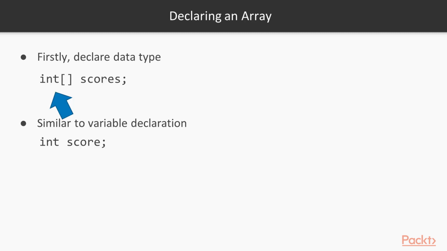An array declaration starts by declaring its data type. Here is the declaration of an array of integers. Notice the similarity with the way we declare variables. The data type is specified, followed by the variable name. But notice the square brackets after the data type. This is how we indicate that the variable is an array.